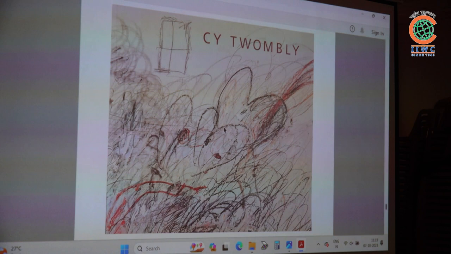That's it. Now the same thing, when Twombly does that, you accept it. Twombly sells for millions, and his work is one of the most expensive works. You can Google and see. But the museums are accepting it because of a lot of this. And then you'll see Picasso.